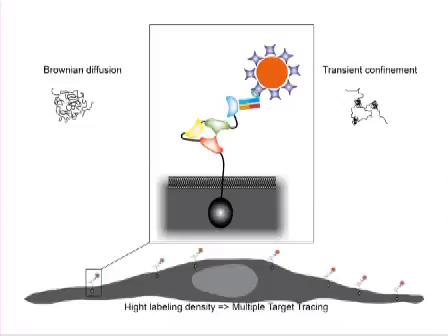We aimed at describing such events exhaustively by mapping them over the cell, which requires working at high spatiotemporal resolution together with high labeling density. We hence named this approach multi-target tracing.